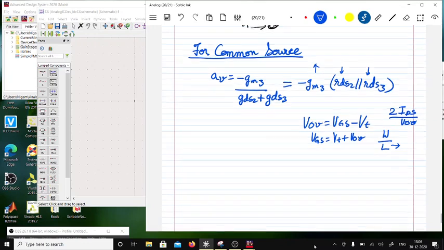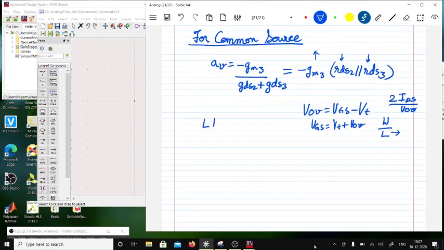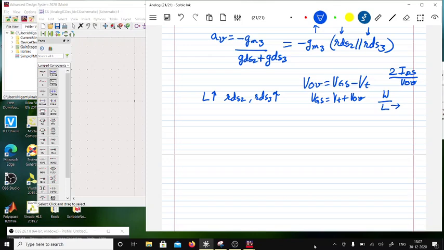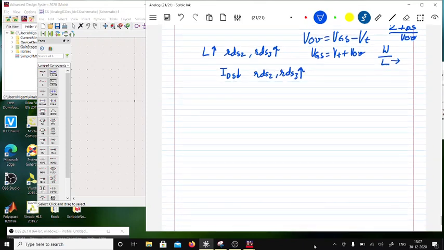So that's one way. The other way is you increase L and keep W by L constant by increasing W by the same amount. That will increase RDS2 and RDS3, and that will increase the voltage gain. Or you reduce current, so you will be bringing down GM, but then you will be increasing RDS2 and RDS3. Okay, so that is AV.